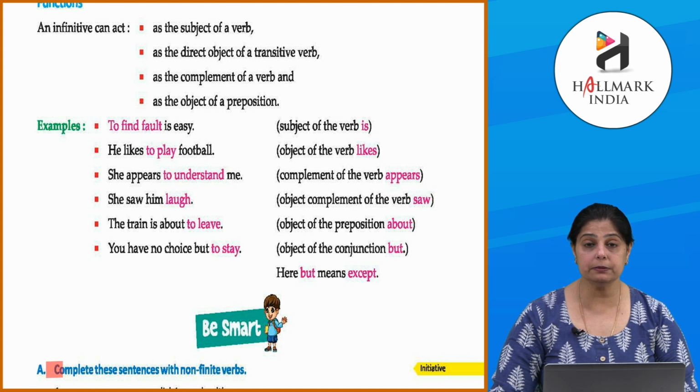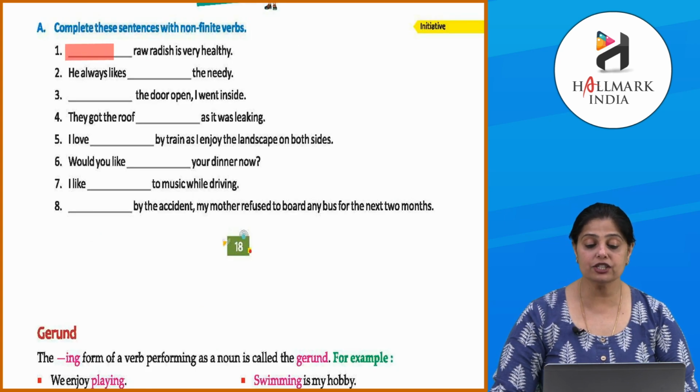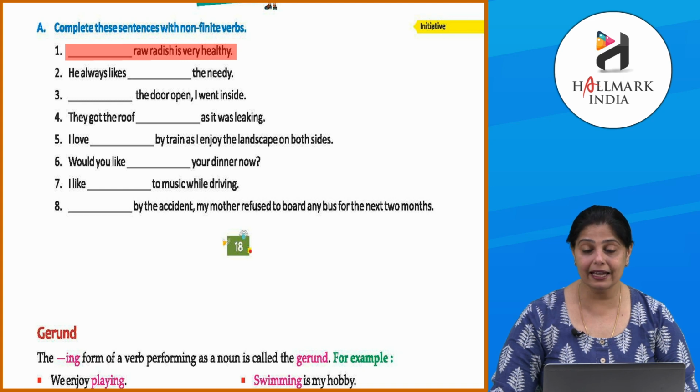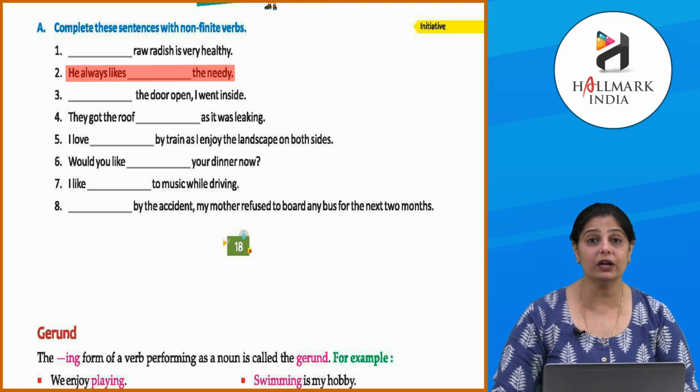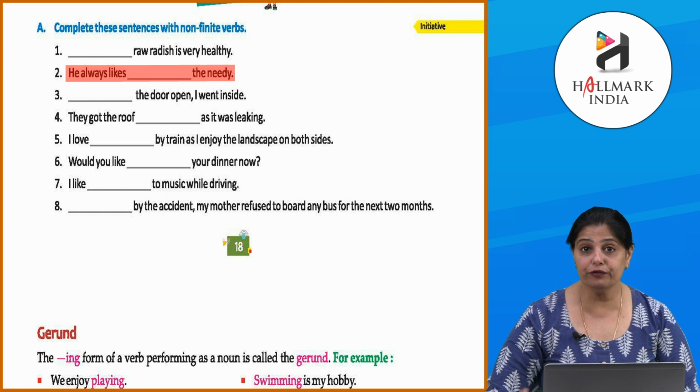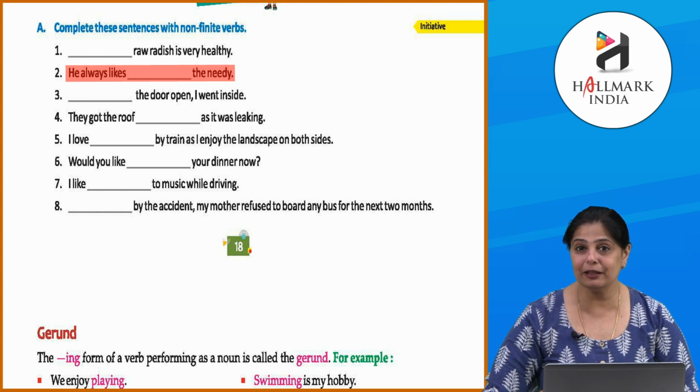Now, let's be smart. Okay, complete these sentences with non-finite verbs. Dash raw radish is very healthy. Okay, eating raw radish is very healthy. He always likes to help the needy. Alright, got it? Now, quickly do the remaining ones. But before you do that, don't forget you have to actually read the passage and understand it better.